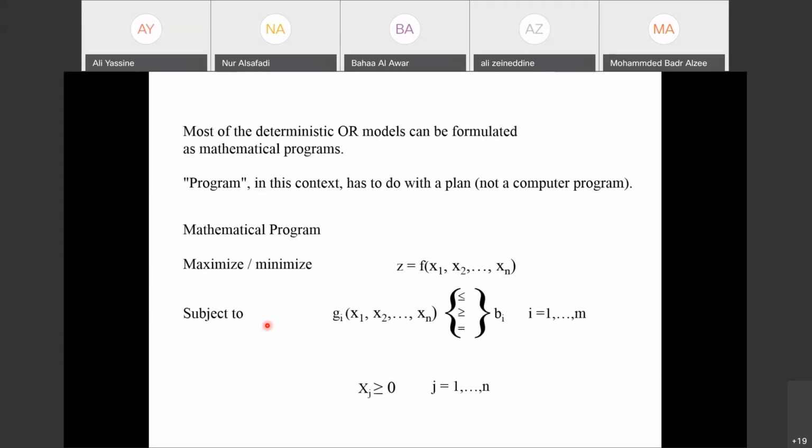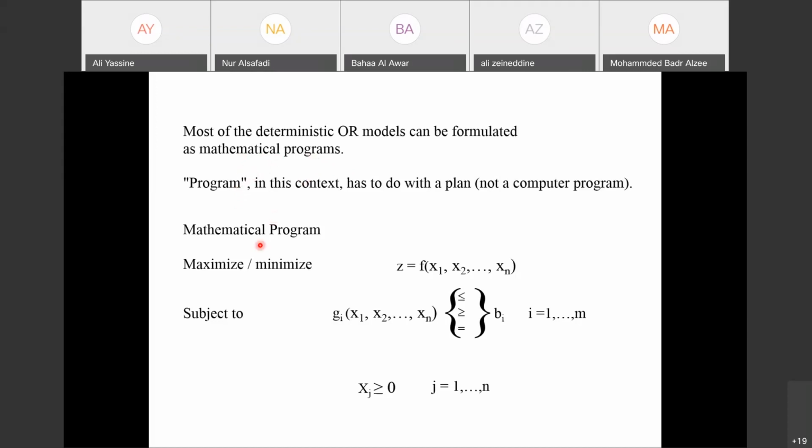Okay, so what do deterministic models look like? Most deterministic operations research models can be formulated as mathematical programs. The word program here is not similar to what we know as a computer program, like code. In the context of mathematical programs, program means a set of instructions, a set of equations, or a plan. So when we say mathematical program, we do not mean computer programming. It's just a bunch of equations. That's what is meant by programming.